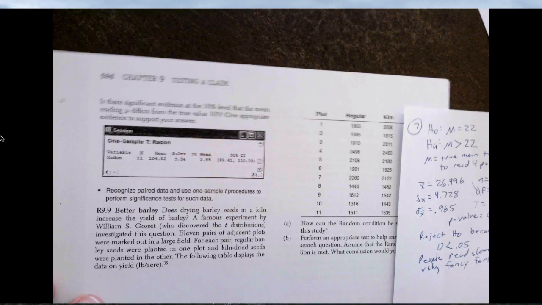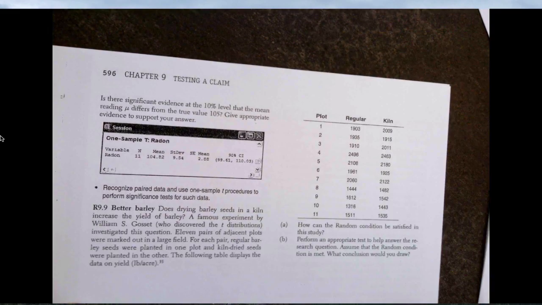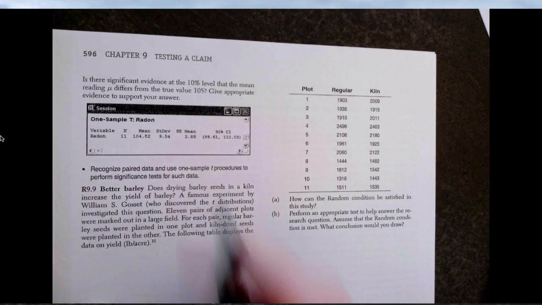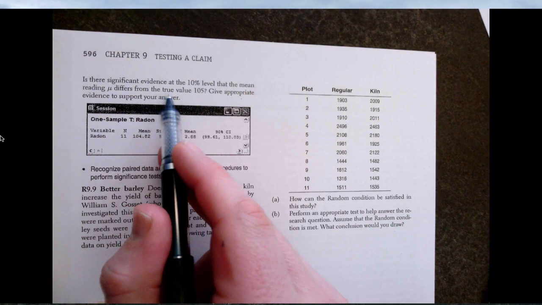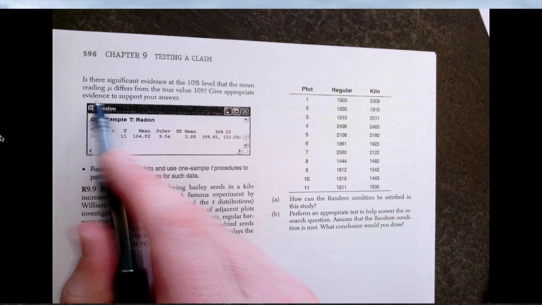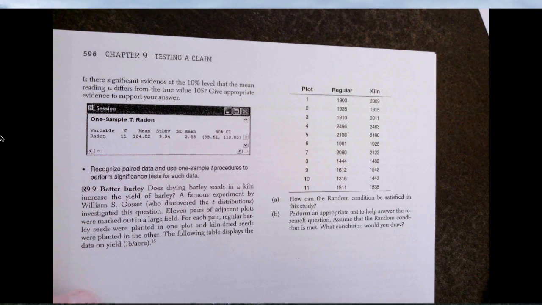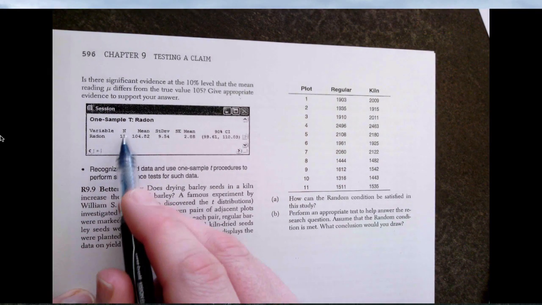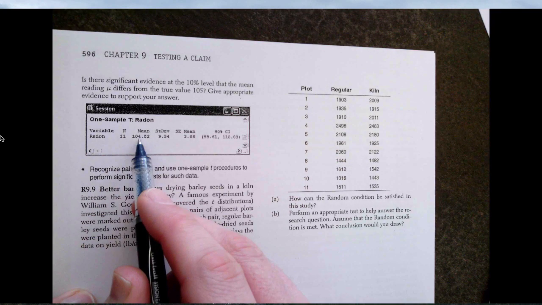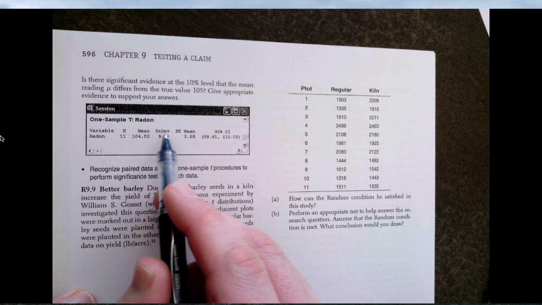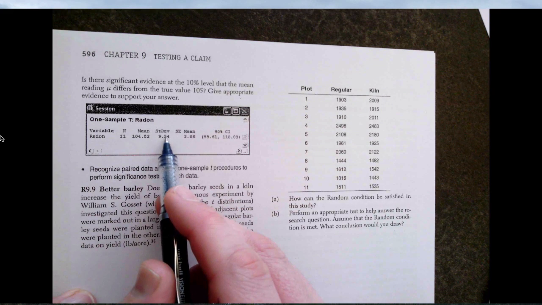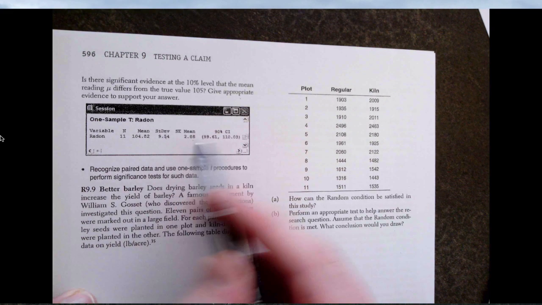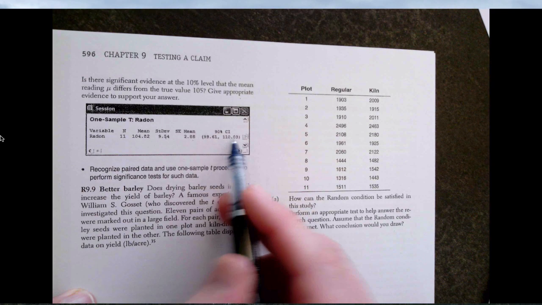Okay, so here's where we are. Is there significant evidence at the 10% level that the mean reading mu differs from the value of 105? Give appropriate evidence to support your answer. So first of all, N was 11. The mean was here. That's X bar. Standard deviation is here. The standard error of the mean is basically the standard deviation divided by the square root of 11. So that's handy. And they give us a 90% confidence interval that is here.